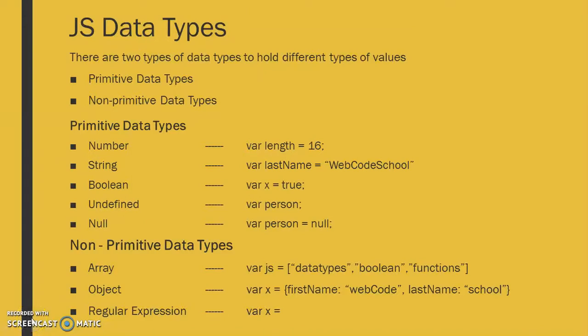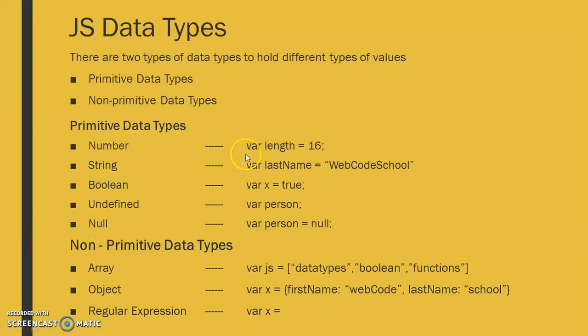Now that we are clear what a variable is, let's move on to types. Types is a very important word to remember. In JavaScript, there are two kinds of data types to hold different types of values: primitive data types and non-primitive data types. Let's see the classification between these two. In primitive data types, we have 5 types: number, string, boolean, undefined and null.